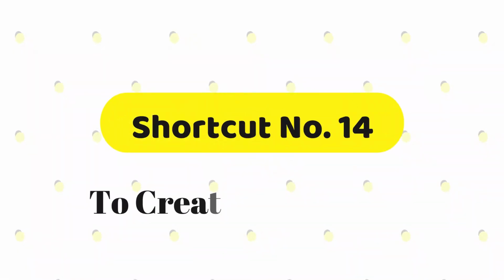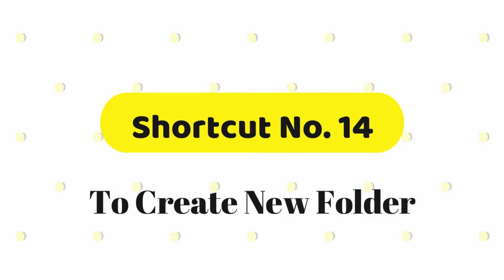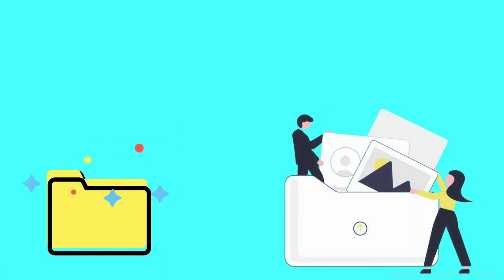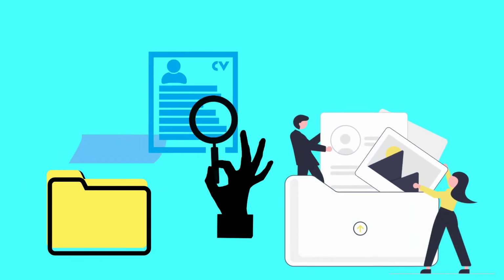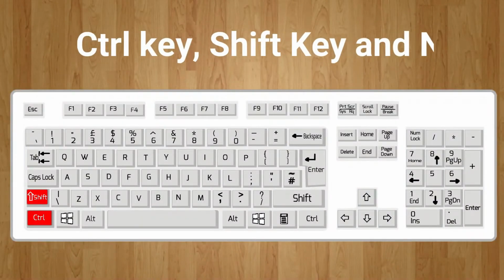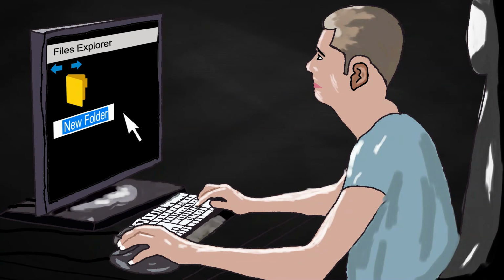Shortcut number 14, to create a new folder. We create different folders to save different types of files so that we can easily find a particular file when needed. Most of the time, we create folders at the time of copying or moving something. For this, press Ctrl-Shift-N. A new folder is created. If you want, you can rename it. Otherwise, it will remain with the name New folder.